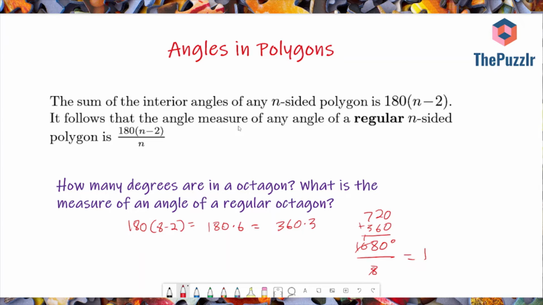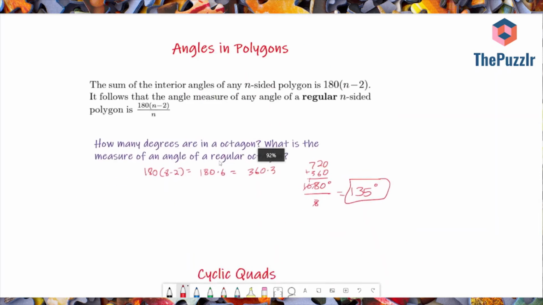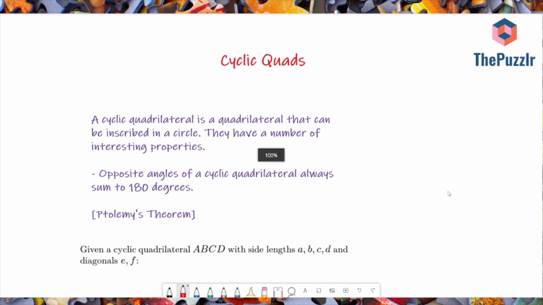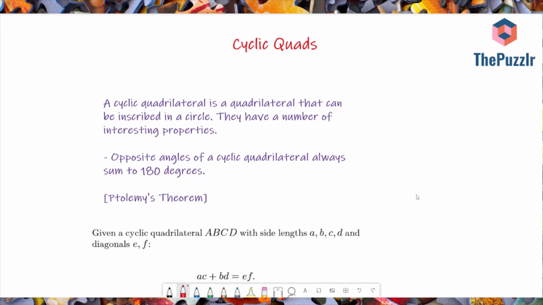And we have 28, so that would give us 340, which would give us 5. So 135 degrees is the average angle, or the angle of a regular octagon. Okay, so those formulas were pretty basic, but let's move to the next topic, which is cyclic quads.